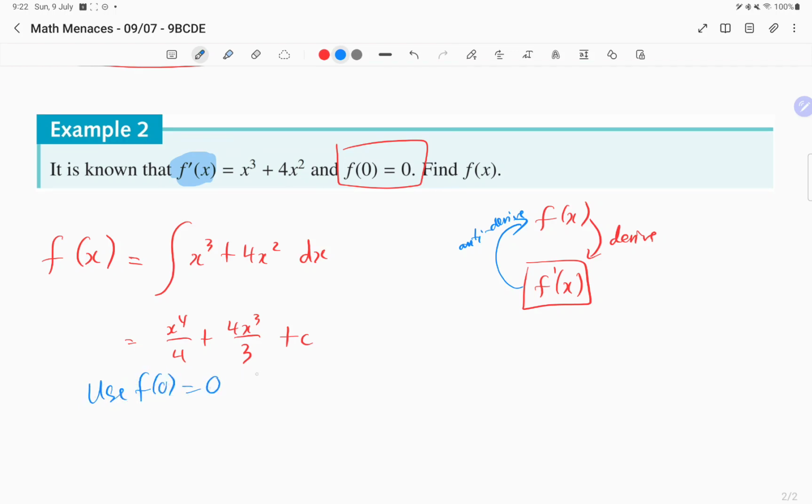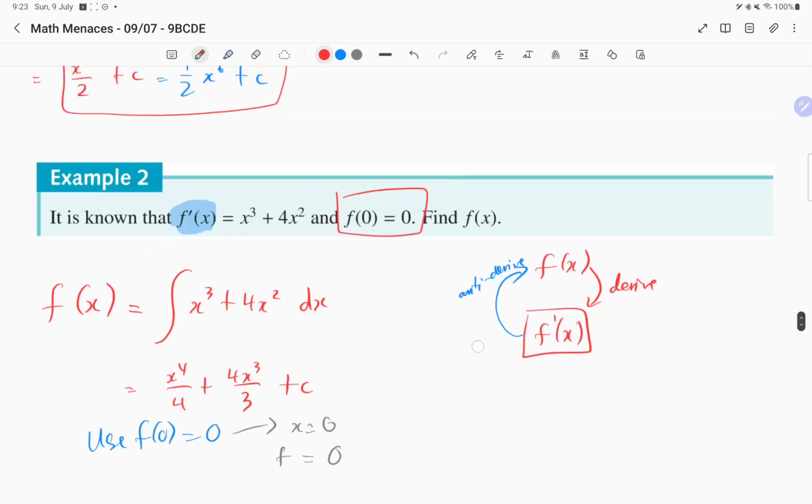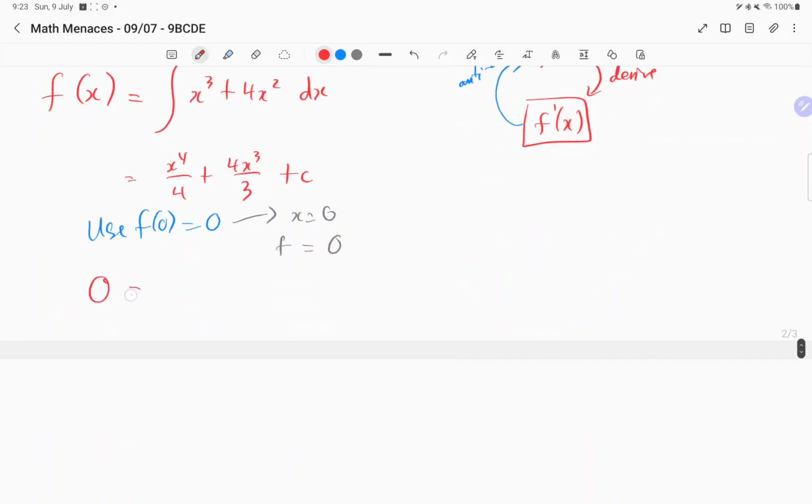What does that mean? You sub what? 0 in as x? Yes, x is 0, and then the f value is also 0. Because f at the x value 0 is 0, which means that when I sub it in, I would get 0 equals 0 to the power 4 over 4 plus 4 times 0 cubed over 3 plus c.